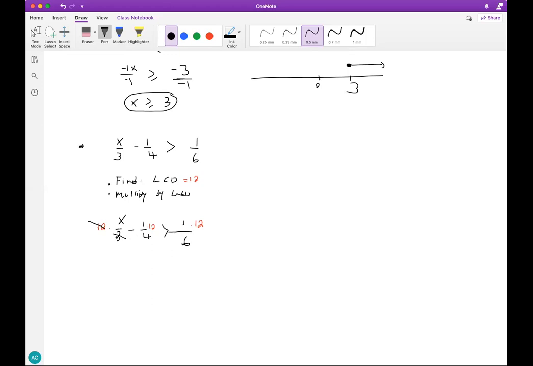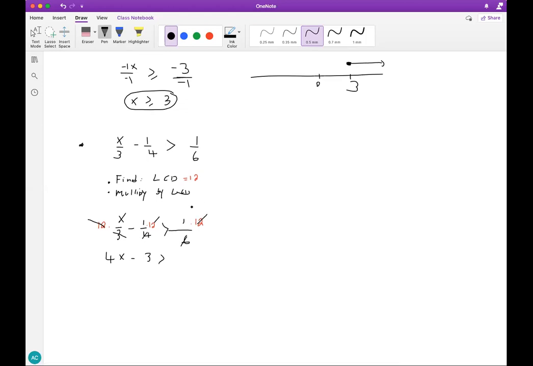So 12 by 3 would be 4. That's right, and then you have times x, minus 12 by 4. That's 3, 1 times 3, so 12 by 4 is 3, times that by 1. And then same thing here, so 12 by 6 is 2. 2 times that by 1, you get 2. So that's how you quickly get rid of the fractions.